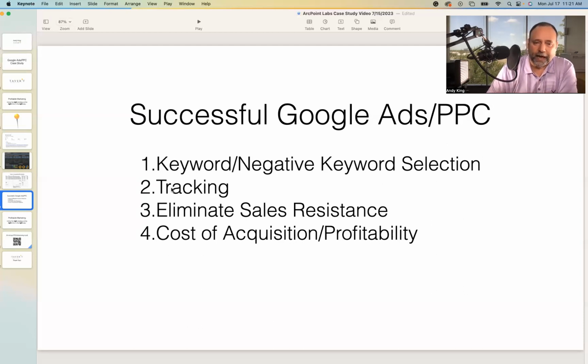The second aspect to a successful Google Ads and pay-per-click campaign is the tracking. You have to track when they click. Is it a phone call? Is it a link to a website? And you want to track that traffic. You want to see what's happening. And that way you can know exactly how the business came in.